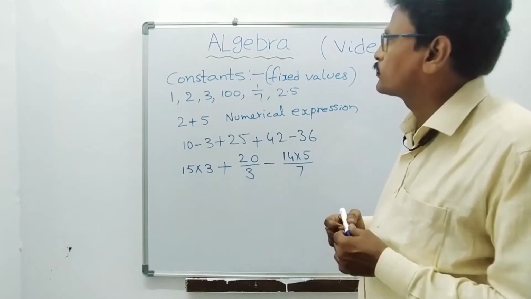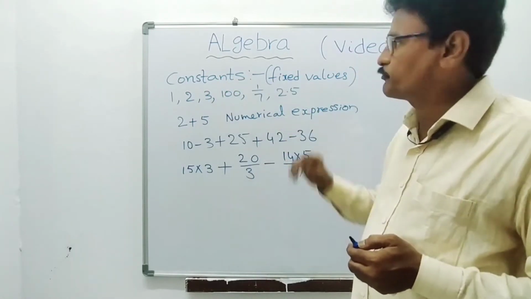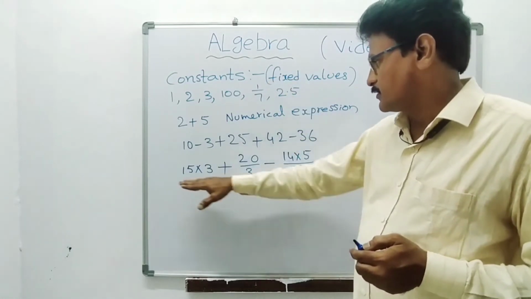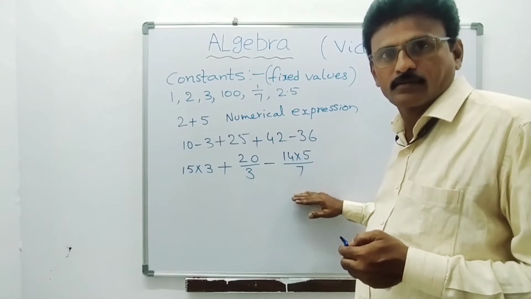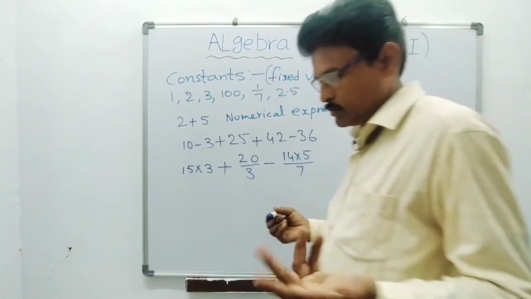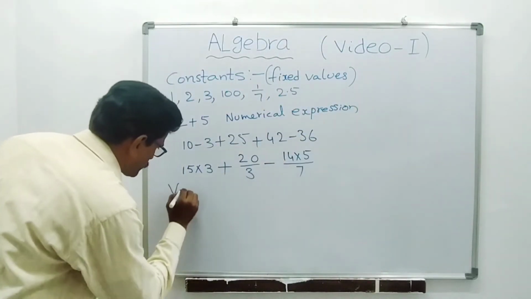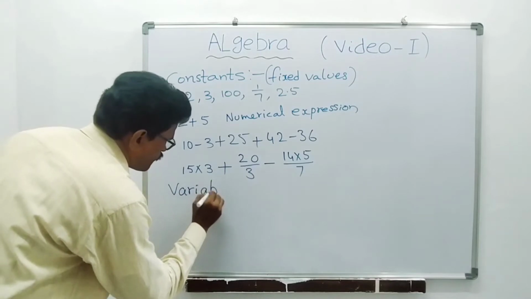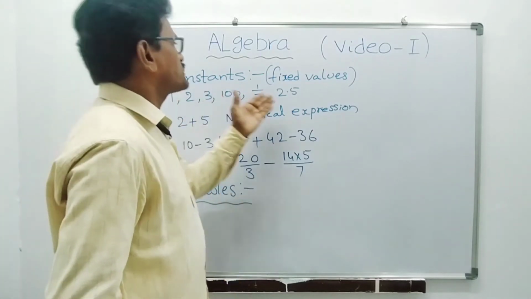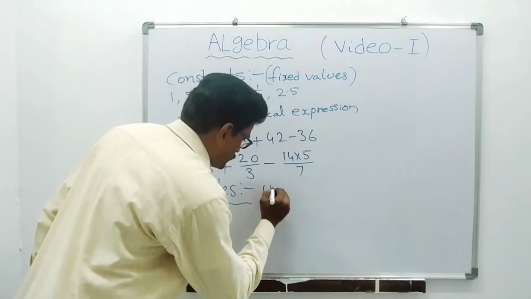Now I think you have a complete idea of constants. If we use constants, that means fixed values, we will get numerical expressions. Now our topic is algebraic expressions. We will go to that topic. For that we have to know about variables. What are variables? Constants mean fixed values. Variable means unknown values.